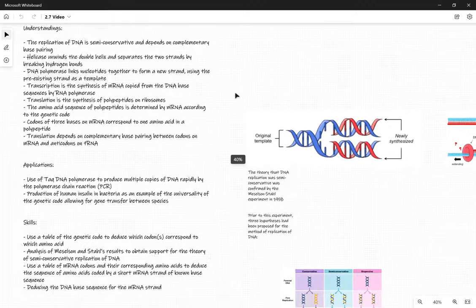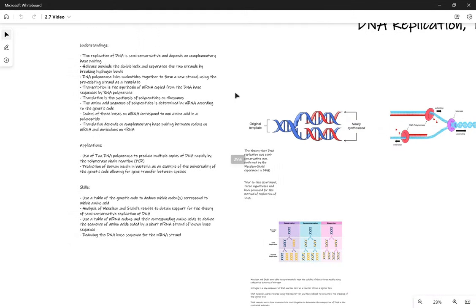transcription, synthesis and translation of DNA.